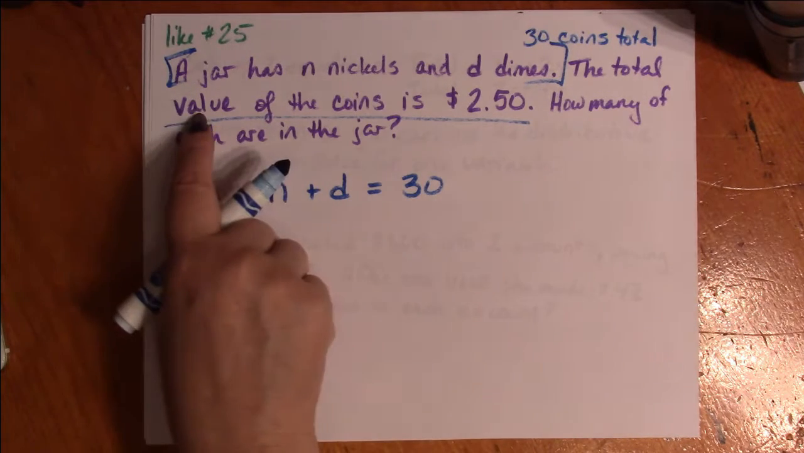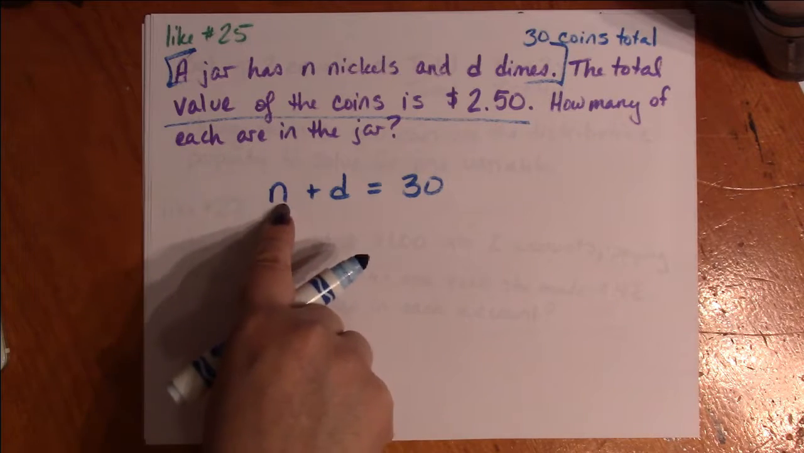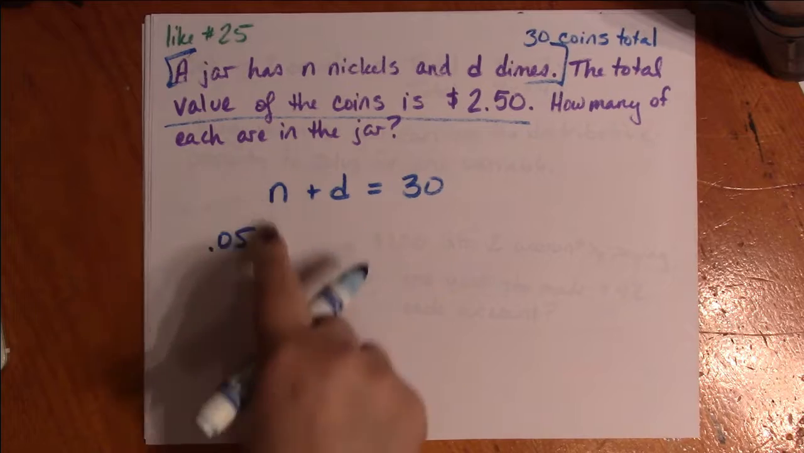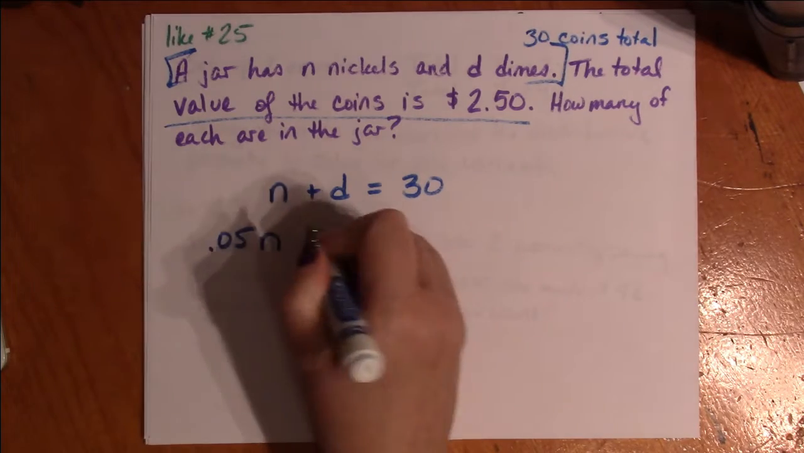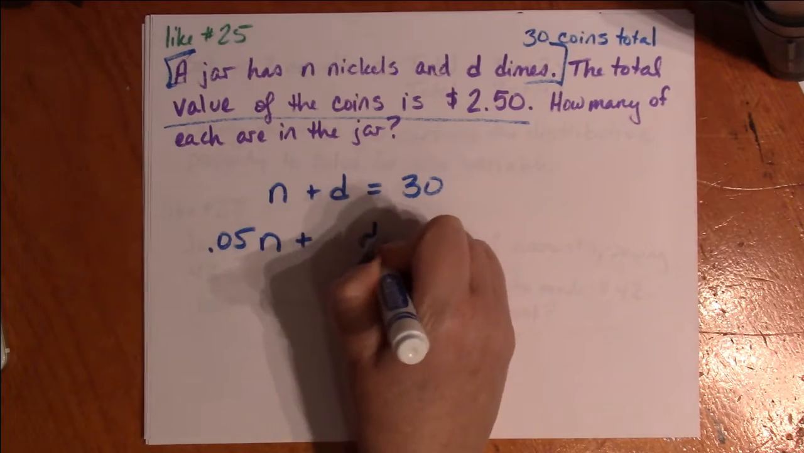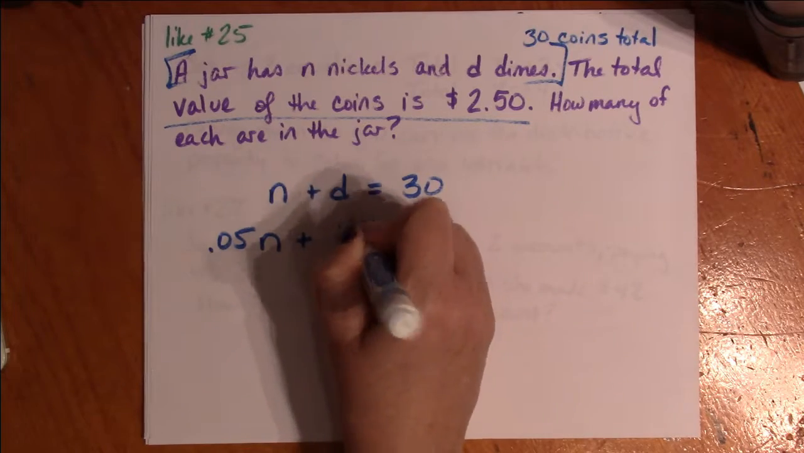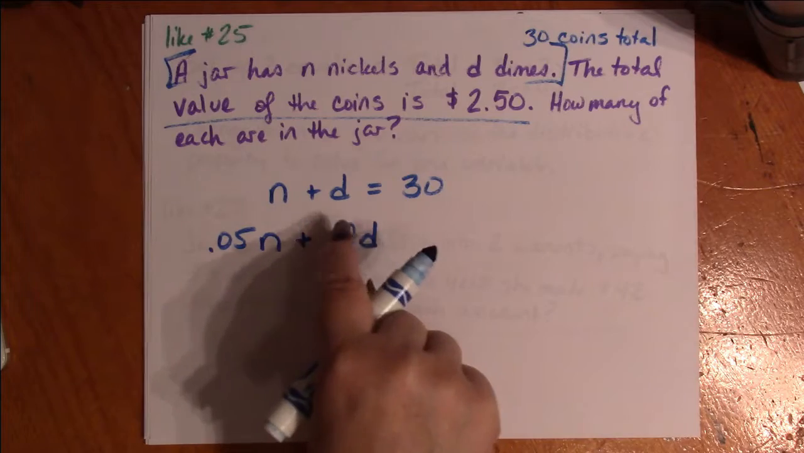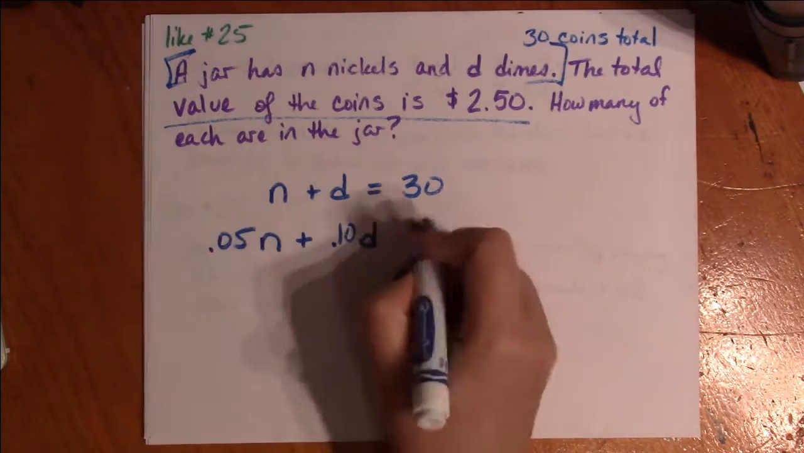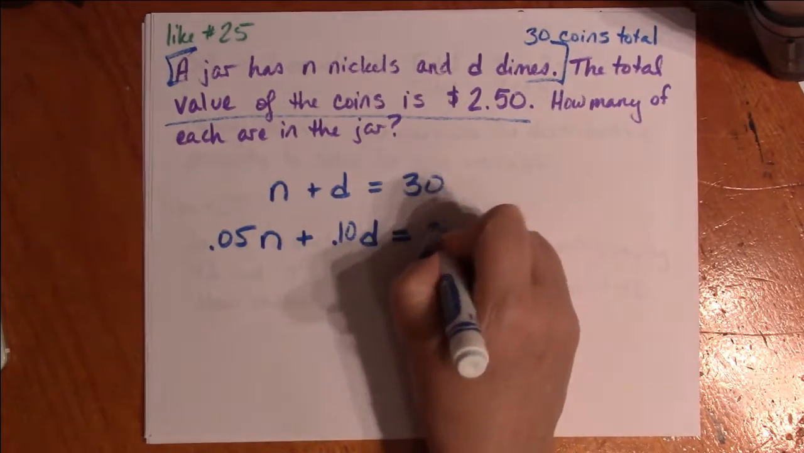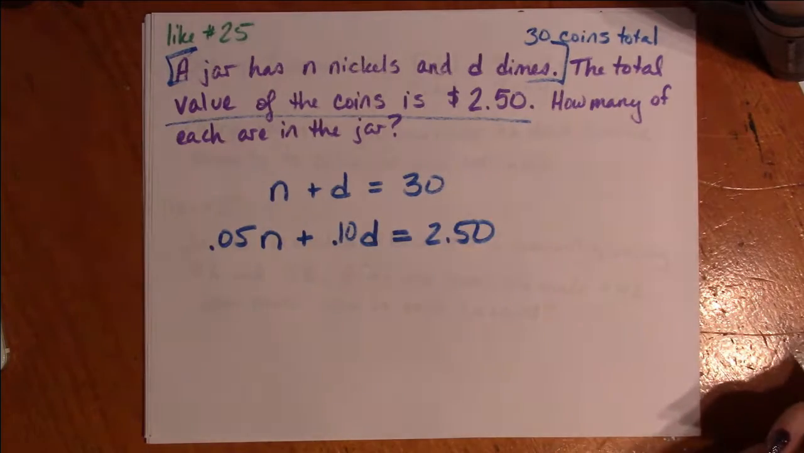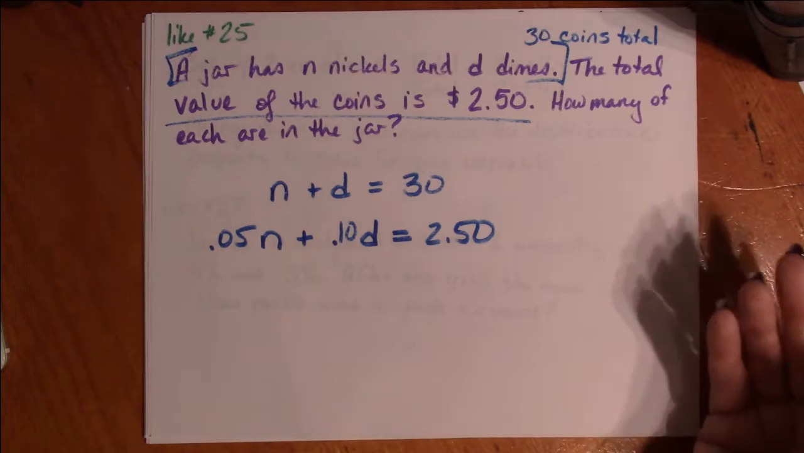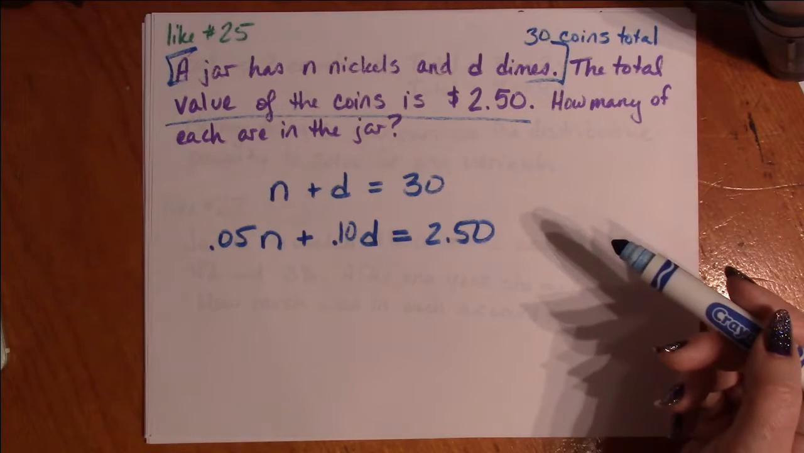And then you want to talk about the value. Well, the number of nickels times 0.05 is going to give you the value of the nickels. And the number of dimes times the value of the dime is going to give you the value of all the dimes total, and the value of this plus the value of this is going to equal 250. So there's your two equations, and you're going to solve for either nickels or dimes, and then go back and figure out the other one.